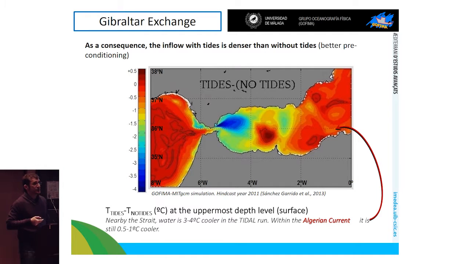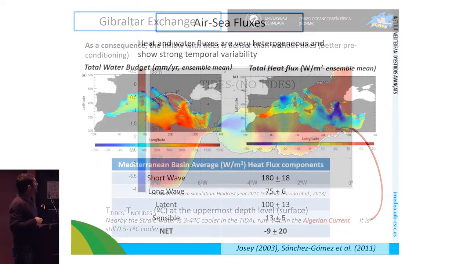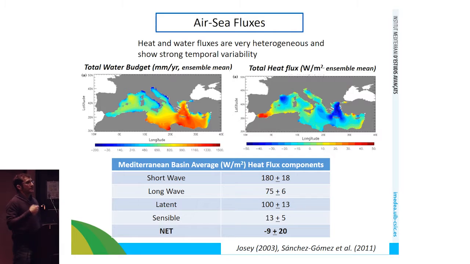Another important characteristic of the Mediterranean are the air-sea fluxes. We used to just talk about average numbers when we talk about climate, but the fact is that this is the evaporation minus precipitation in an ensemble of atmospheric models, the average of the ensemble, and you can see the huge differences across the basin. We are going from 1.5 meters per year to minus 20 centimeters, and all this averages about 0.6, 0.7 meters.